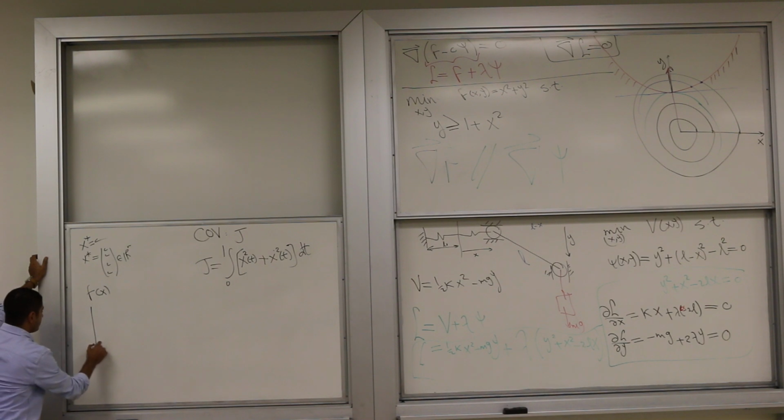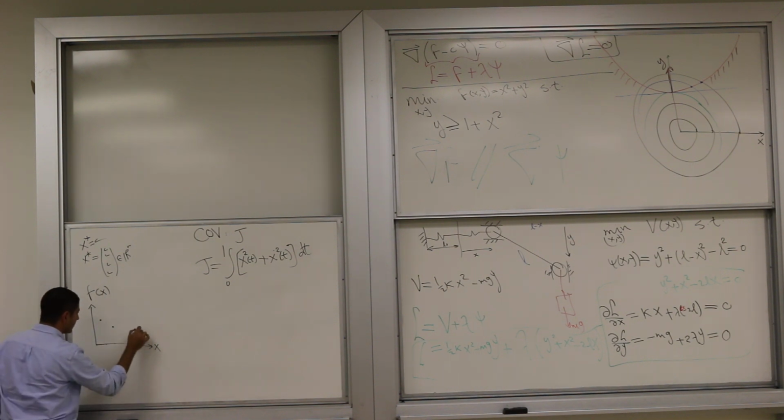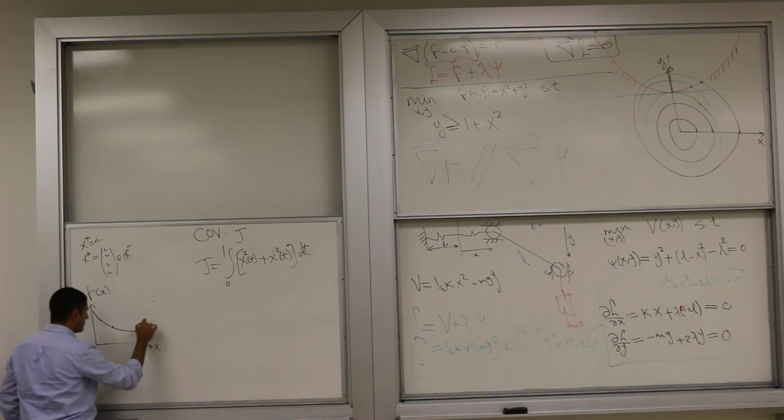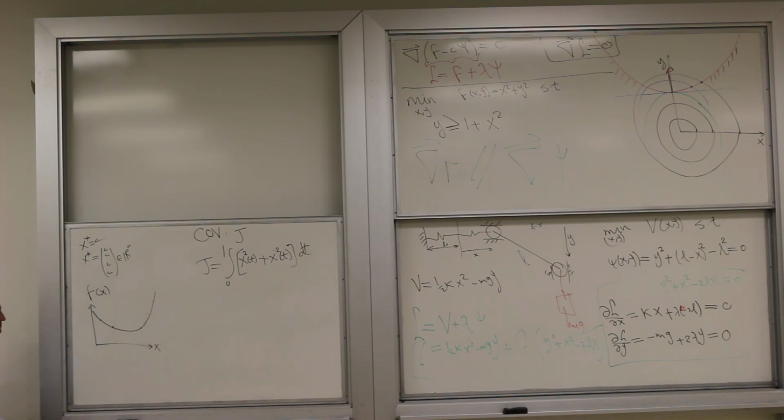So over here, I have my x, and I have my f. Give me x, I give you the corresponding f. Give me x, I give you the corresponding f, and so on. And then this is your function behavior versus x, and I'm looking for the minimum.